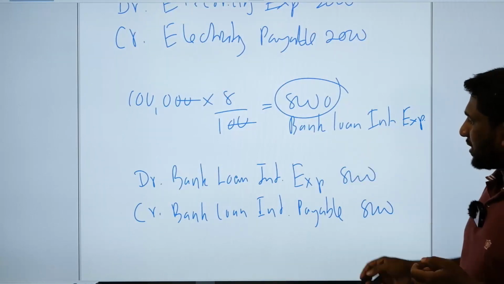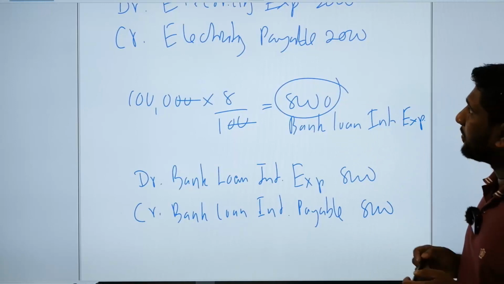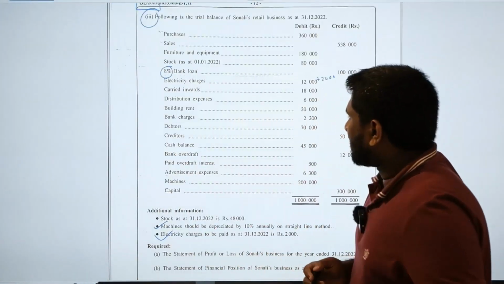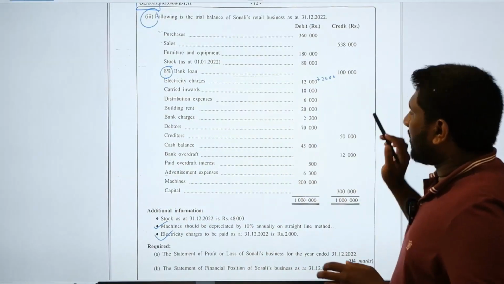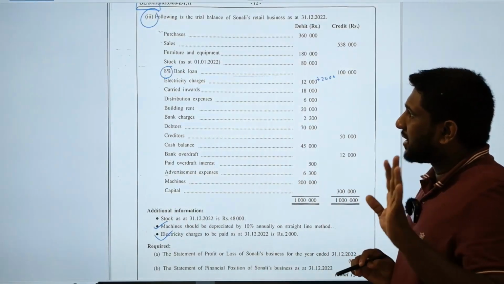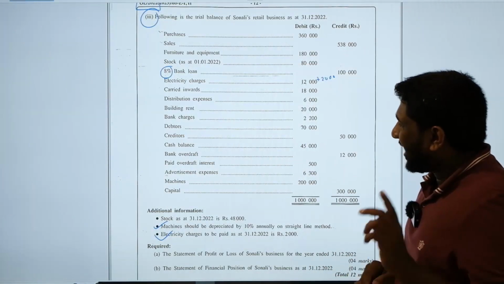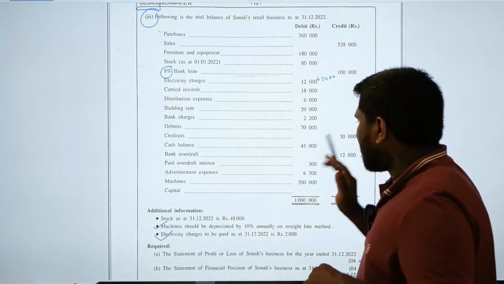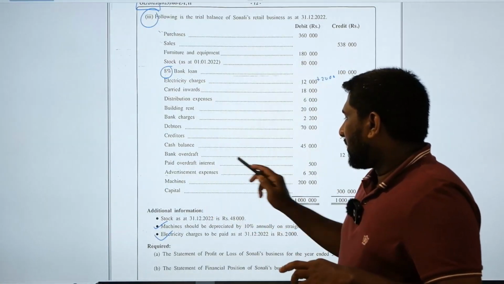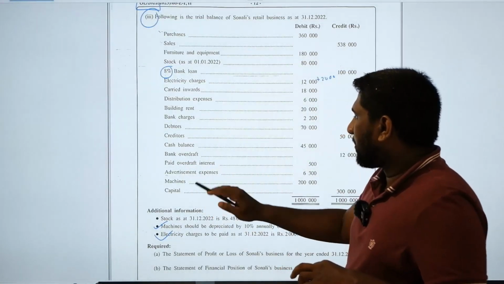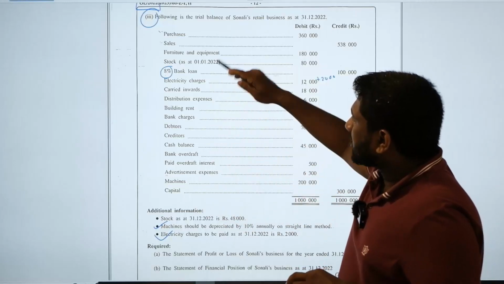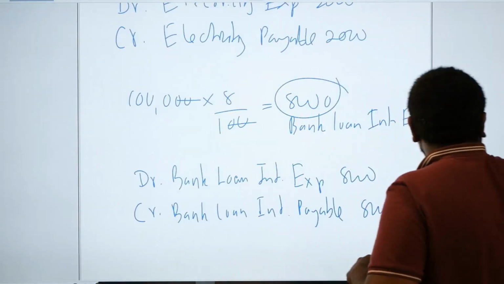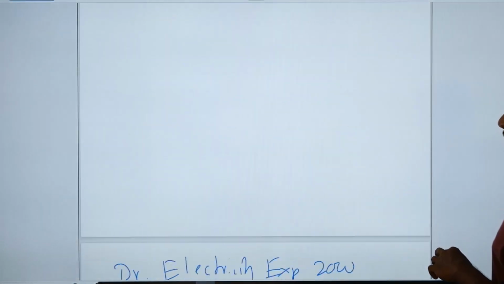So now we'll go and see whether we have these two things in our trial balance. Bank loan interest expense. Bank charges, they have given 2,200. That is the bank charges. Let's see whether we have the interest expense. Paid overdraft interest, they have given. Advertisement, machine, capital, bank charges, no. So interest expense also is not given. So let's go and add that one also to the trial balance.